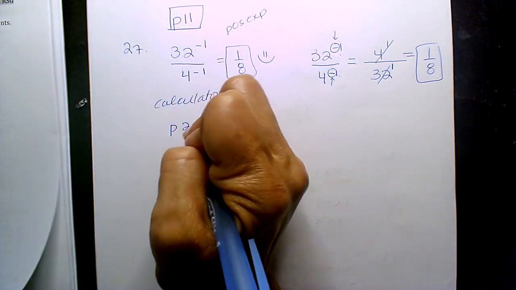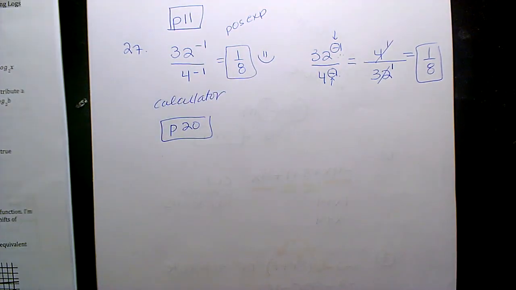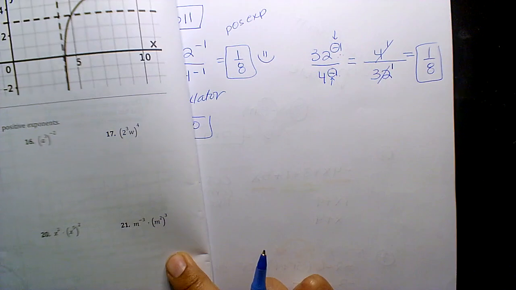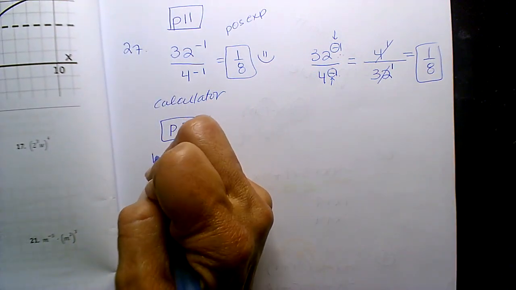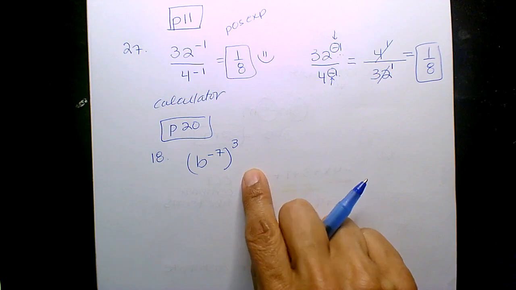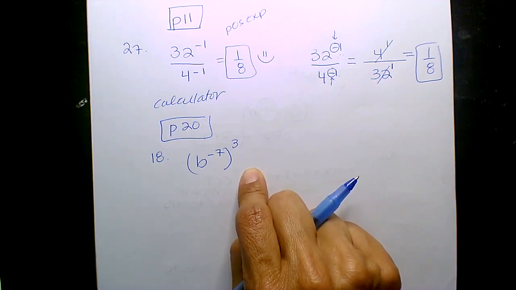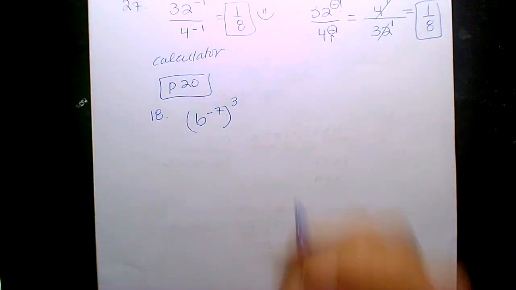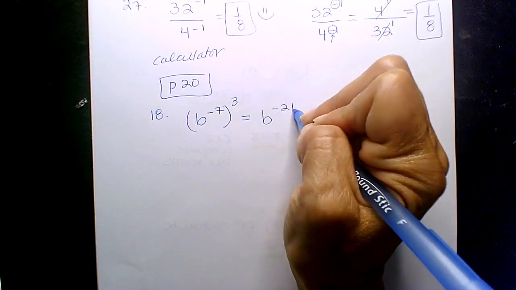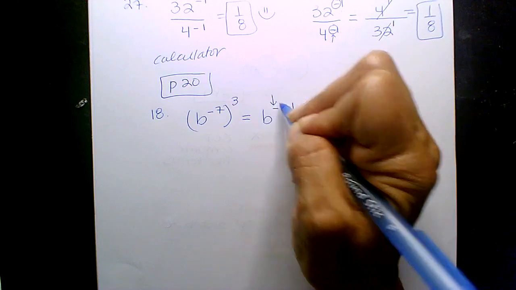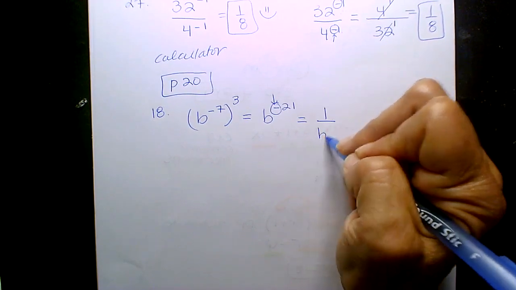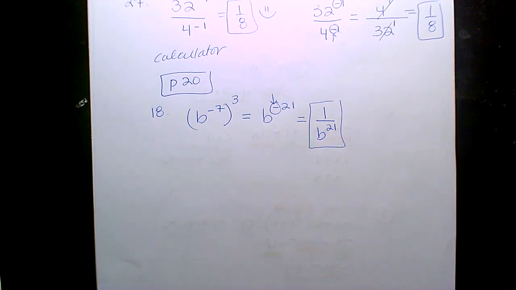If say we jump to page 20, you'll get more of a varied attempt at it. So for instance, if I look at 18, b to the negative 7. Okay, this is the power rule. Say I'm going to first multiply, and I get b to the negative 21. And then I recognize that I have a negative exponent. I want positive, so I'm going to reciprocal the quotient rule, and I get b over 21. Yes?